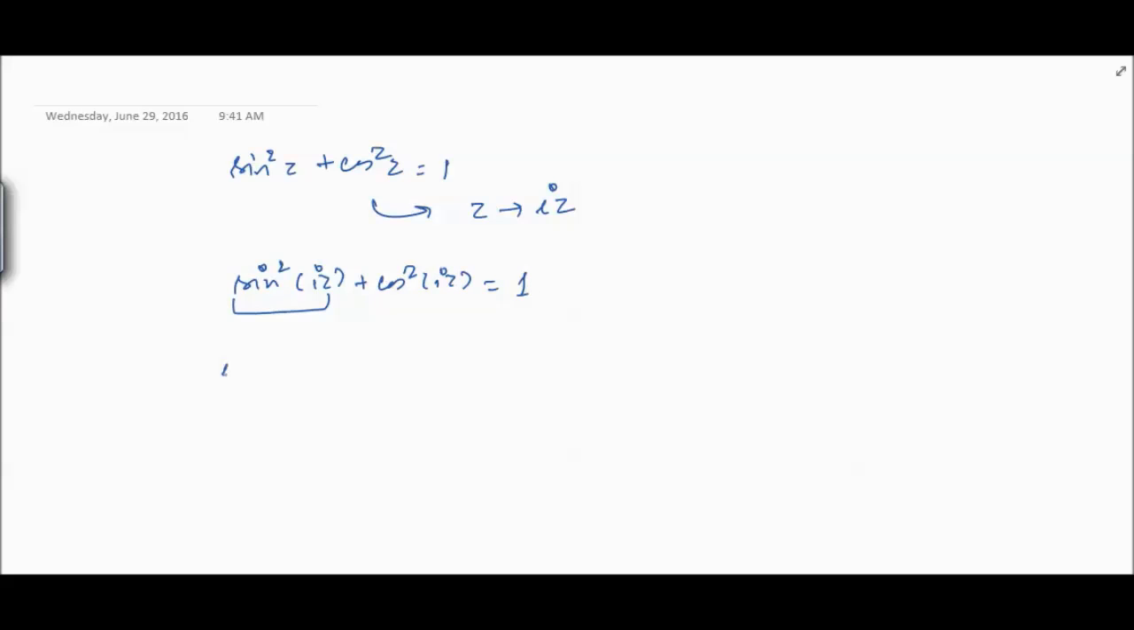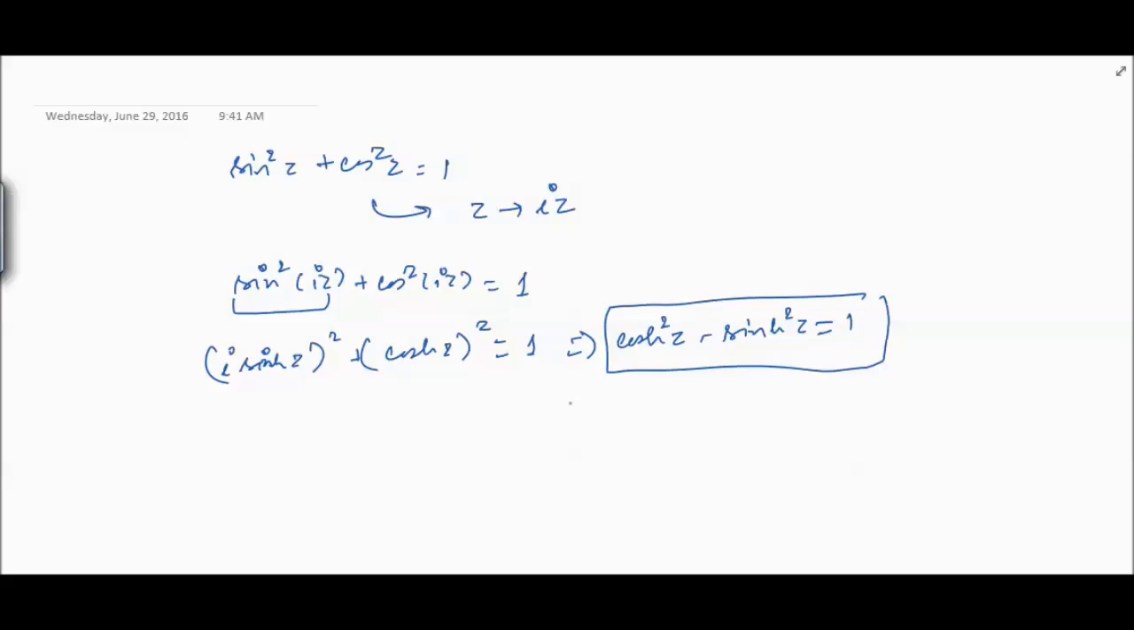Now we can prove some more identities. We have this identity, sine squared z plus cos squared z is equal to 1. You replace your z with iota z. What you will get? You will get sine squared iota z plus cos squared iota z is equal to 1. Now sine iota z is iota sine hyperbolic z, so we have (iota sine hyperbolic z) squared plus cos hyperbolic squared z is equal to 1. So it implies that we have cos hyperbolic squared z minus sine hyperbolic squared z is equal to 1, right? So similarly we can prove some more properties.